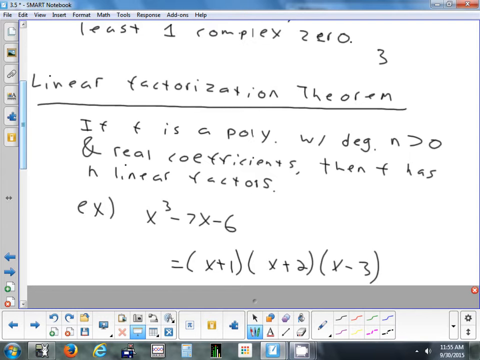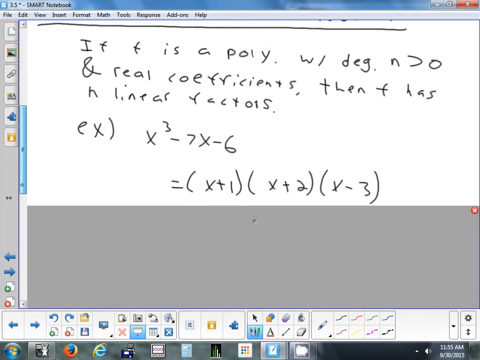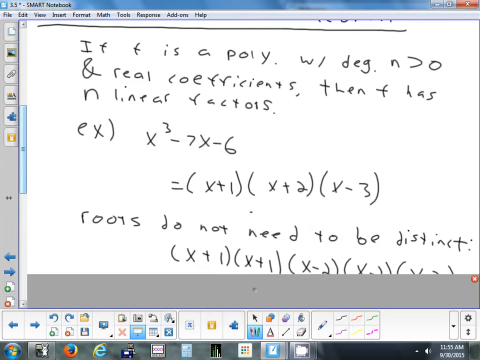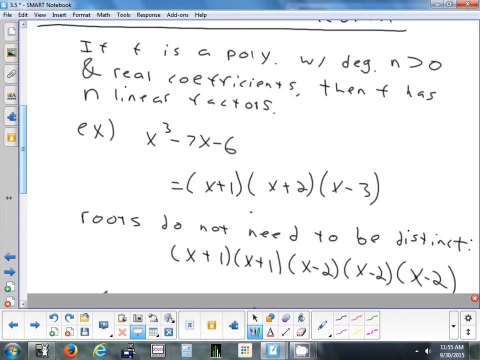Yeah? I have a question. Does that say f has n linear factors? If f is a polynomial with degree n and real coefficients, then f has n linear factors. Yeah. Keep in mind, the factors don't have to be distinct. They can be repeated.